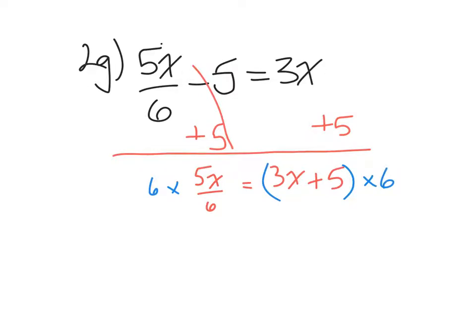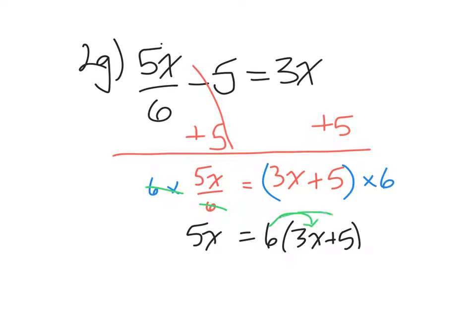I'm going to rewrite this just so it makes sense. These two cancel out, so that cancels out. And I'm going to rewrite my expression just before I do anything, just so you can see. I get 5x equals 6 times 3x plus 5. And this should look familiar to you now, because now you're going to expand 6 into both sides.